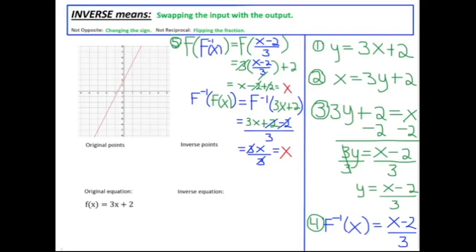So let's go ahead and just write down our answer over here for the inverse equation. So we have f inverse of x is equal to x minus 2 over 3.